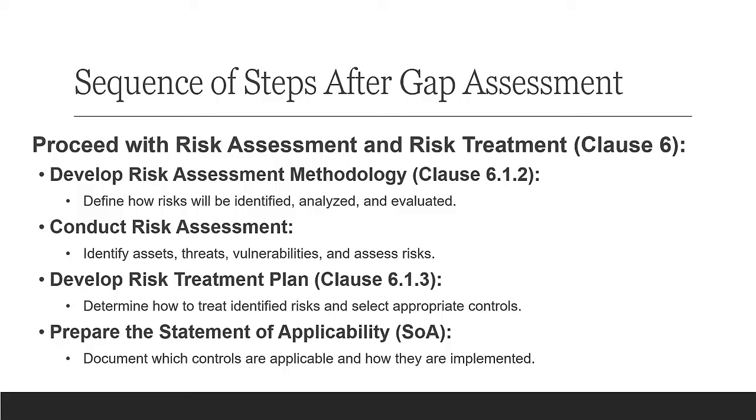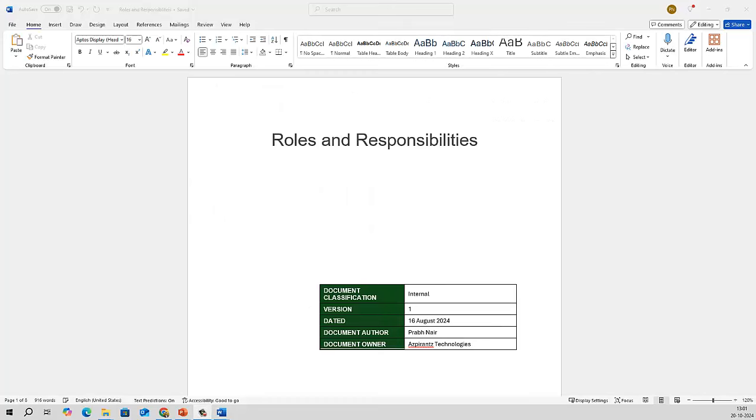But now let me show you how to comply with clause 5.3, because in 5.3 we need to have organization roles and responsibility charter. So let me show you how it looks. This is the next document that we create in clause 5, which is called roles and responsibility. It is more like a roles and responsibility charter.